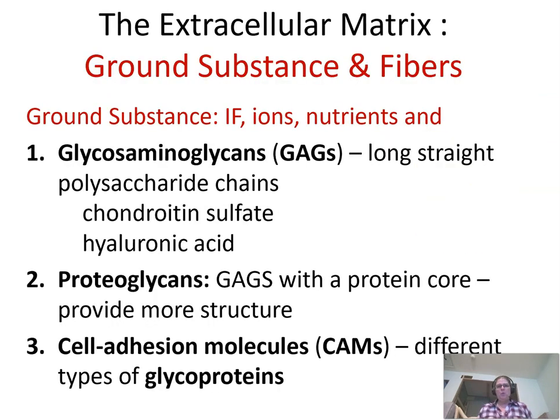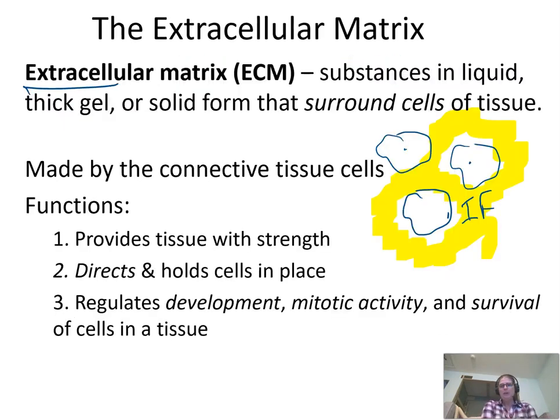So when we look at this matrix, it's made up of 2 things. There's the ground substance and the fibers. So in my beautiful cell picture here, you saw my little cells, and this little yellow highlighted area, all of this stuff is the ground substance.